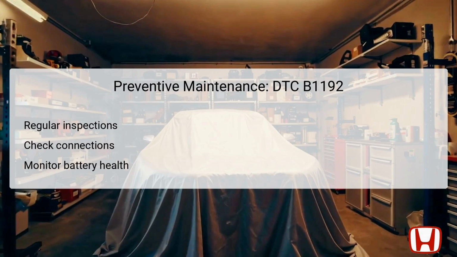To prevent recurrence of DTC B1192 and ensure the longevity of the vehicle's electrical system, regular maintenance inspections are essential. Conducting periodic checks on battery and wiring connections can help identify any signs of wear, corrosion, or looseness that may lead to communication failures over time.